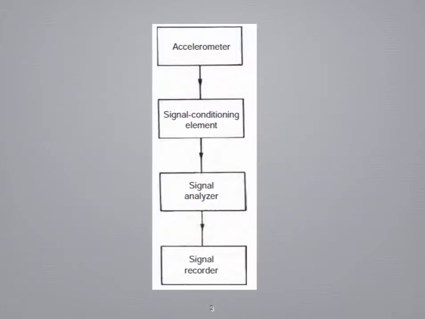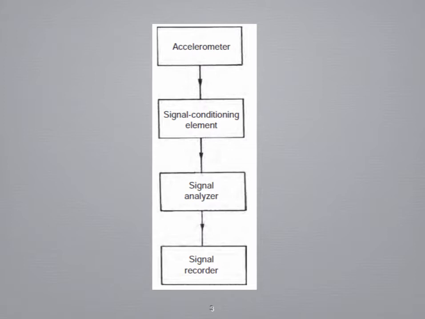As well as the accelerometer, a vibration measurement system requires other elements to translate the accelerometer output into a recorded signal, as shown here. The three other necessary elements are a signal conditioning element, a signal analyzer, and a signal recorder. The signal conditioning element amplifies the relatively weak output signal from the accelerometer and also transforms the high output impedance of the accelerometer to a lower impedance value. The signal analyzer then converts the signal into the form required for output.